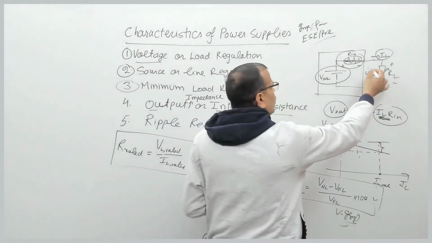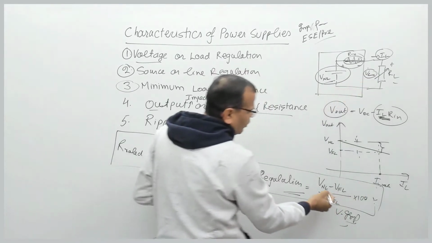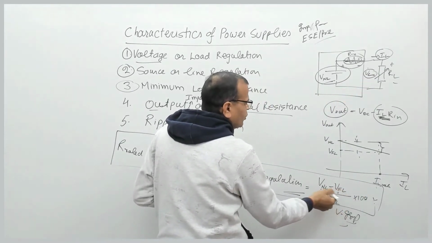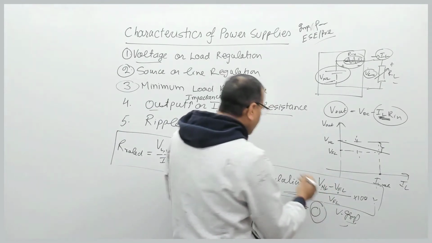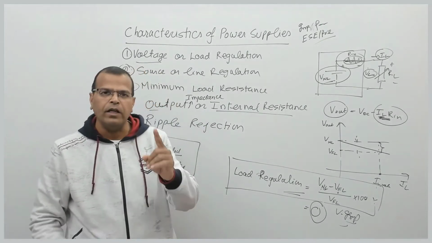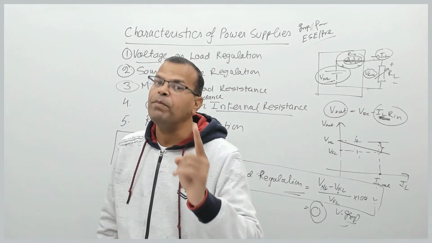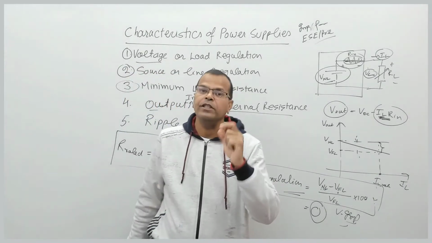Ideally your output voltage or load voltage should be equal to the no load voltage. So ideally the no load voltage should be equal to the full load voltage, or we can say the full load voltage should be equal to the no load voltage. So ideally the voltage regulation of a power supply is 0. This is an important point for the engineering services prelims exam.